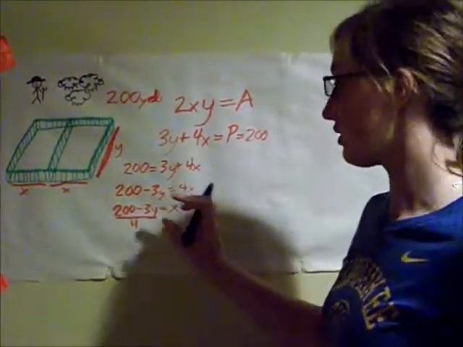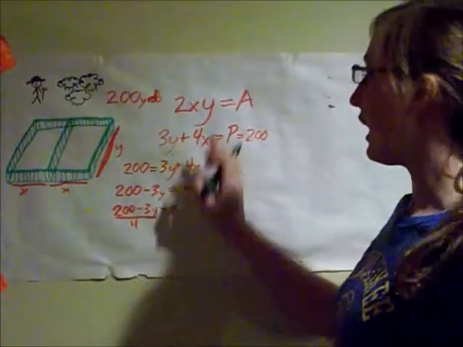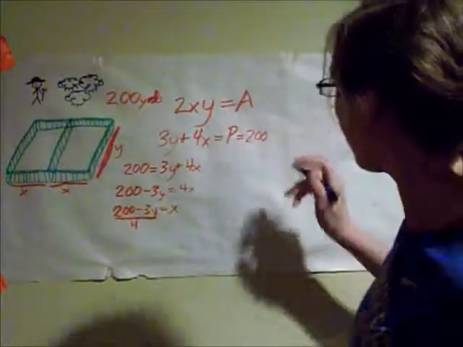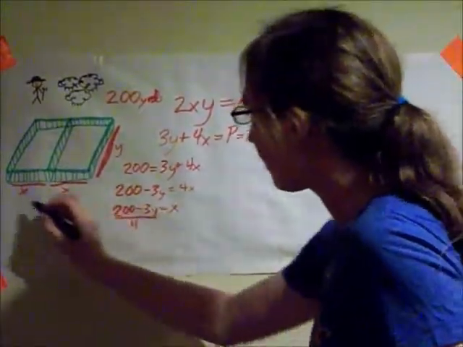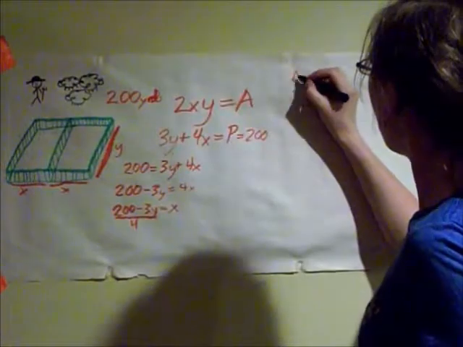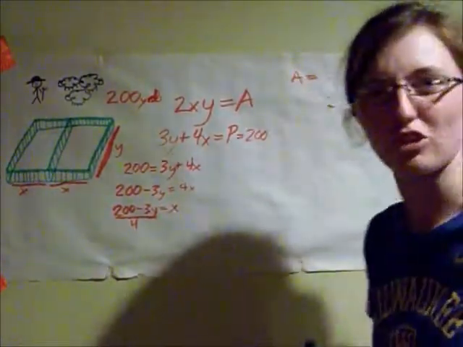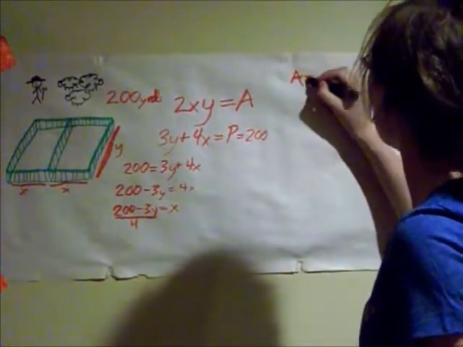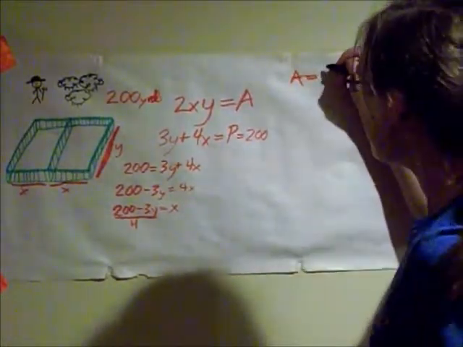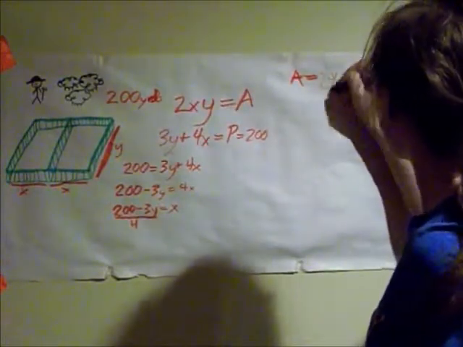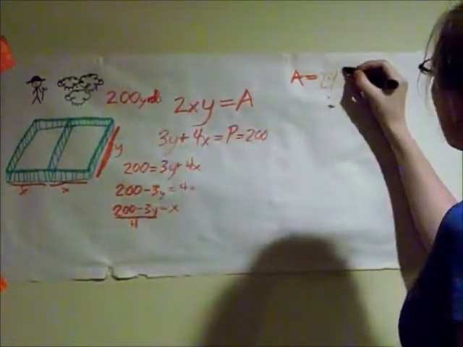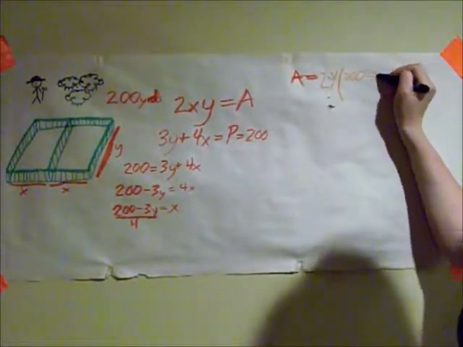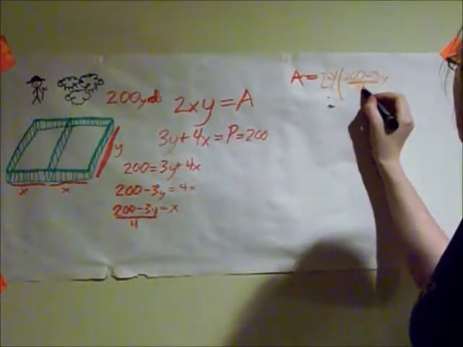Now what we're going to do is take this equation that's equal to x and plug it into the area equation, so we're only left with one variable, y. So, area, we're going to start over here then. Area is equal to, and I'm going to switch colors, because it's getting kind of boring. So, it's orange now. So area equals 2y, and then we're going to replace this x with the equation 200 minus 3y over 4.